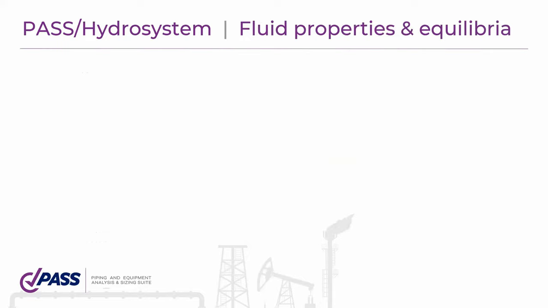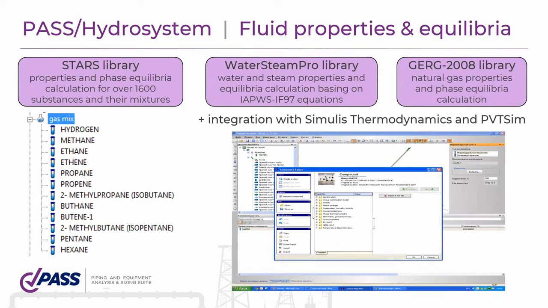Another good thing about HYDROSYSTEM is fluid properties and equilibrium calculation. Because here in HYDROSYSTEM, we have a number of built-in thermodynamic libraries for fluid properties and equilibrium calculation. Usually when you buy some software for fluid flow analysis, you have a small built-in database with a couple of hundreds or a couple of dozens of the most popular fluids, and you're able to calculate those fluids and their mixtures.